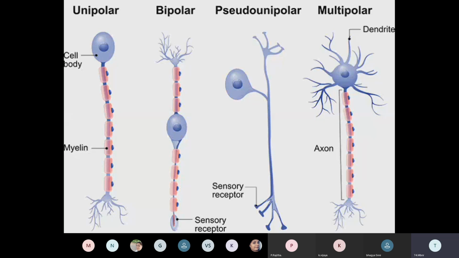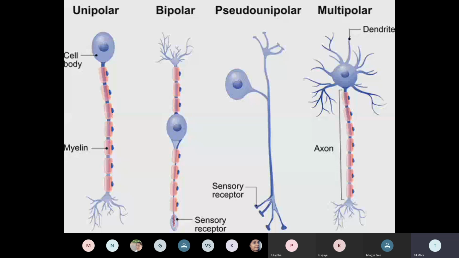Here pseudo unipolar means it doesn't transmit the signals. It is collecting the signals from the sensory receptors, but it is not transmitting any signals in any sites. So that it is called a pseudo, false unipolar.